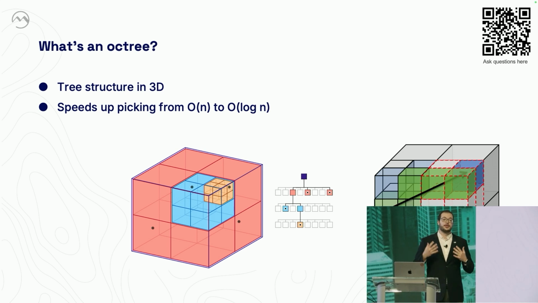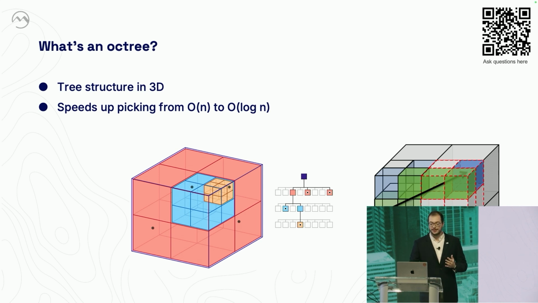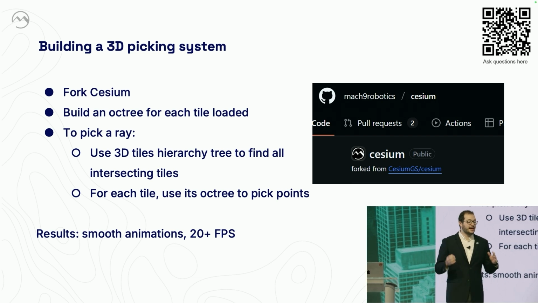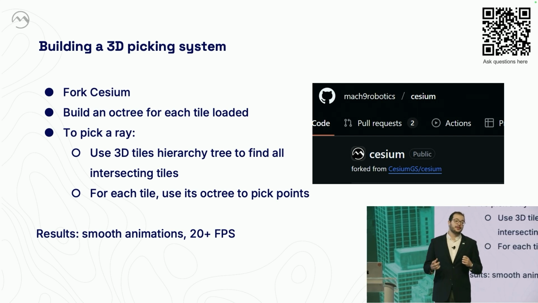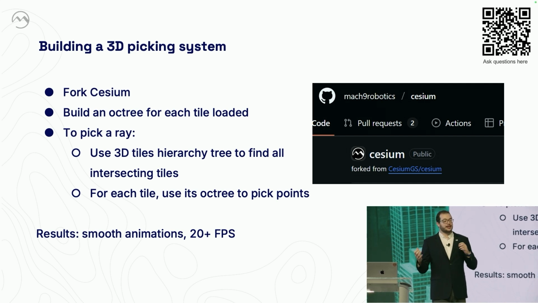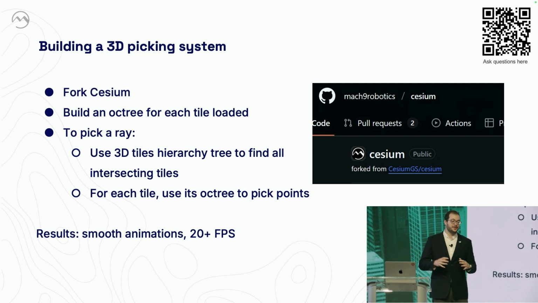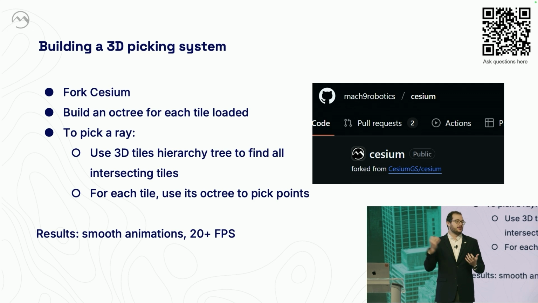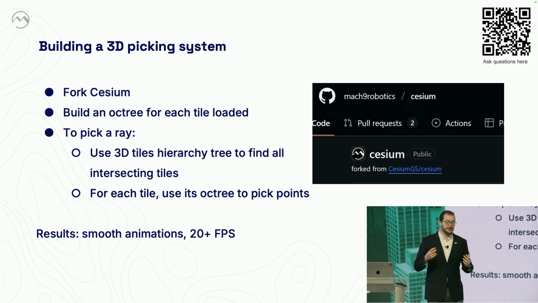This is actually what the 3D tile system is based on. This notion of a hierarchy in 3D tiles is often an octree. Sometimes it's a slightly different type of tree. But what we did is, we forked Cesium in order to build an octree for every single tile of points that we load in. And then to pick a ray, we would start using the 3D tiles hierarchy tree to find all of the intersecting tiles with the ray, where a ray is just something under the mouse. And then for every single tile, we would then use its octree to pick the points.